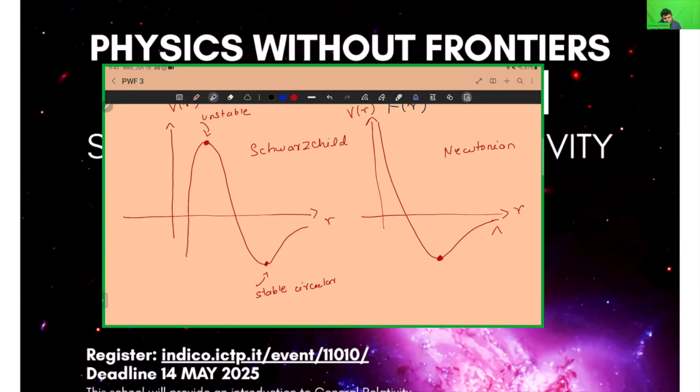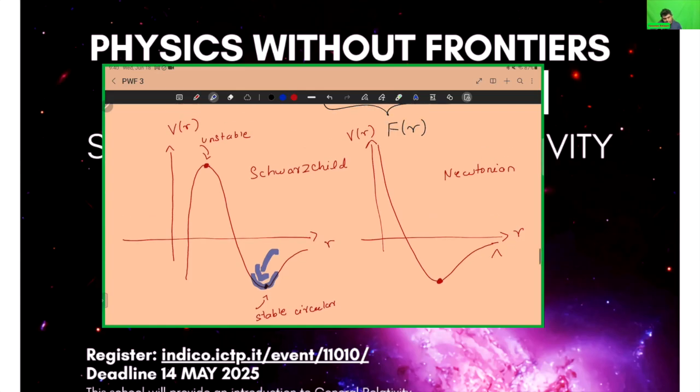Why is it stable? It's stable because if you perturb it in any direction, it will come back to the radius that it started with. But the unstable one is unstable because if you perturb it, it won't come back. It will either drift off in this direction or it will drift off in this direction, right? So that's a difference between the Schwarzschild result and the Newtonian result. In the Newtonian result, you didn't have an unstable circular orbit. You have only a stable circular orbit.